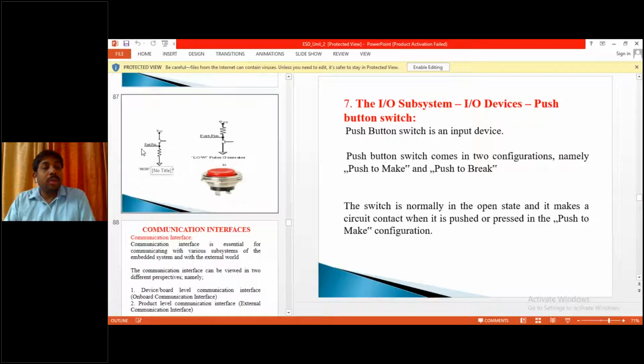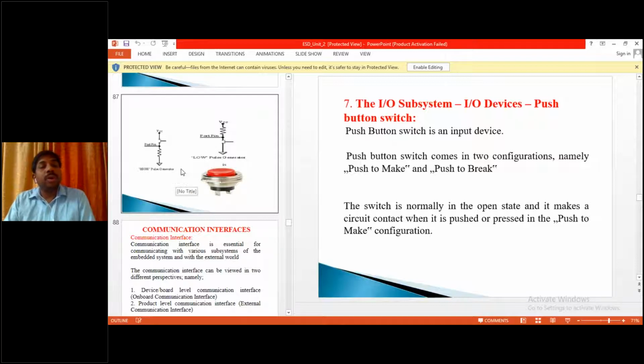So you can see the port pin is connected to VCC through this push button and connected to ground. Once you push it, a specific voltage is applied to the port pin. So this is a high push button, and the port pin is connected to the ground through a push button. Once you push it, a low voltage will be applied.